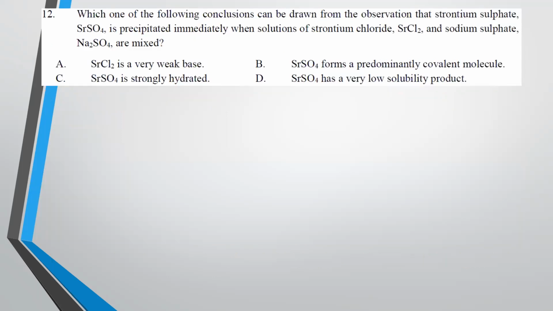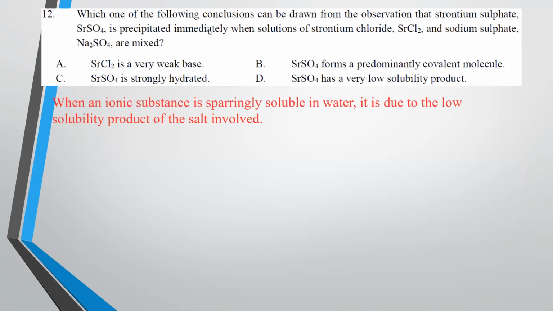Okay, number 12. Which of the following conclusions can be drawn from the observation that strontium sulfate, SrSO4, is precipitated immediately when solutions of strontium chloride and sodium sulfate are mixed? So this is due to the solubility again. A, SrCl2 is a very weak base. It's not appropriate because acidity and basicity here do not influence the solubility.